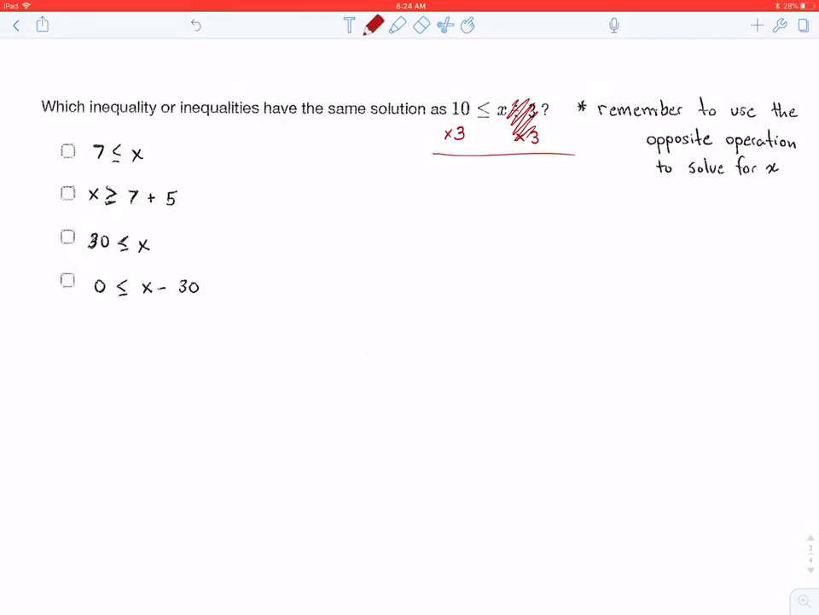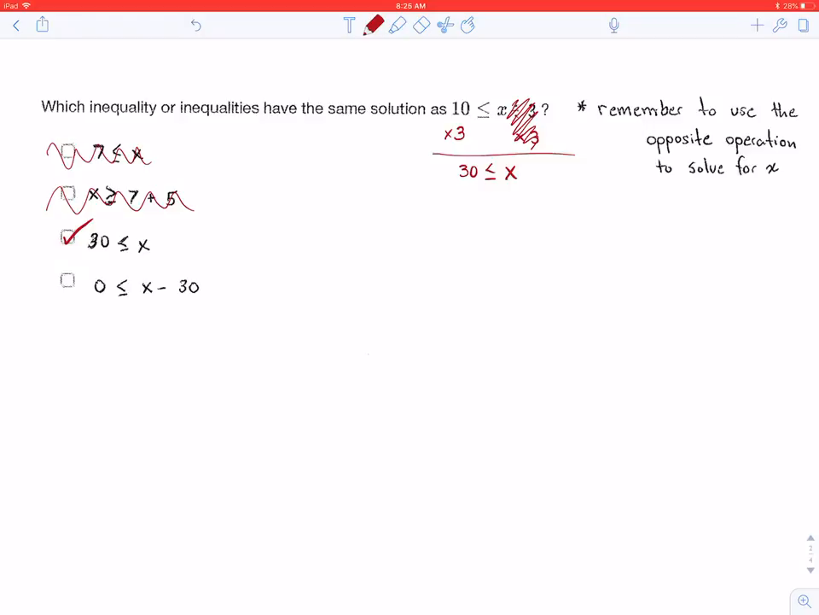Divided by 3 and multiplied by 3 cancel each other out and leave you with X is greater than or equal to 30. We don't have to flip the sign because we didn't multiply by a negative number, and 10 times 3 is 30. Now we need to determine which of the options look like that. I can see right away that this one is definitely not an answer, so this one probably isn't either. And this one looks just like our solution, X greater than or equal to 30.